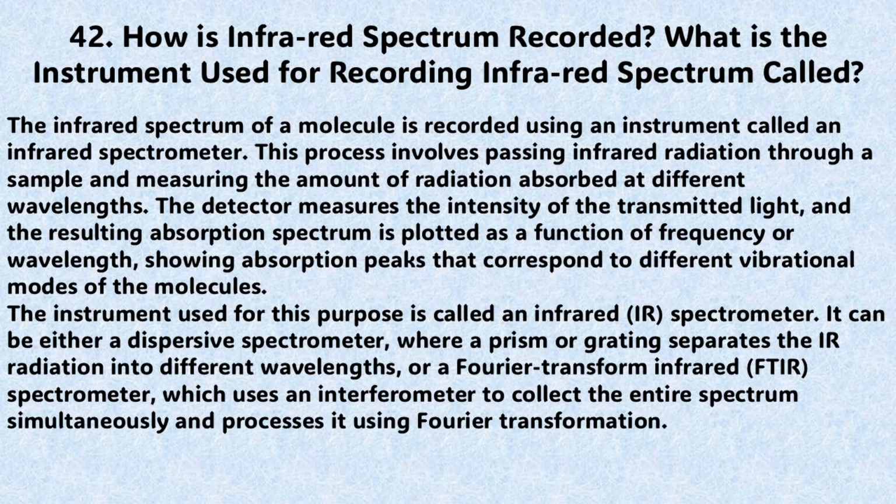It can be either a dispersive spectrometer, where a prism or grating separates the infrared radiation into different wavelengths, or a Fourier transform infrared (FTIR) spectrometer, which uses an interferometer to collect the entire spectrum simultaneously and processes it using Fourier transformation.